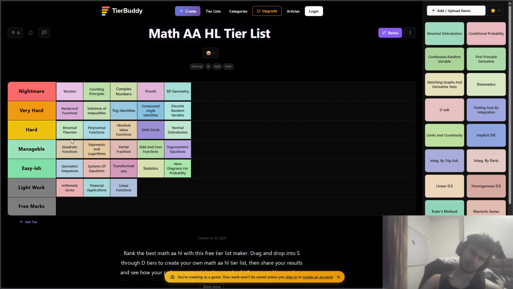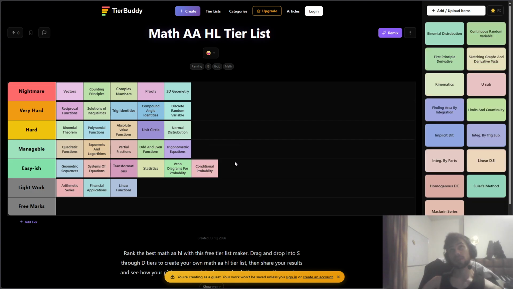Is it really harder than binomial? I mean, yeah, it is. I don't know, let's keep it in hard here for now. Conditional probability, manageable or easy-ish. Sometimes you have some garbage phrasing you have to work out, so I guess manageable.